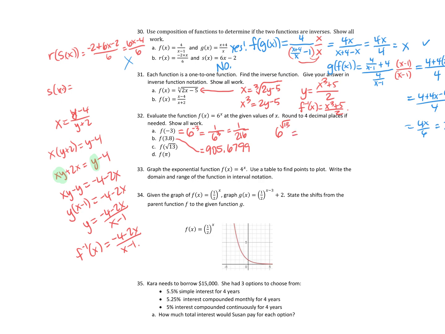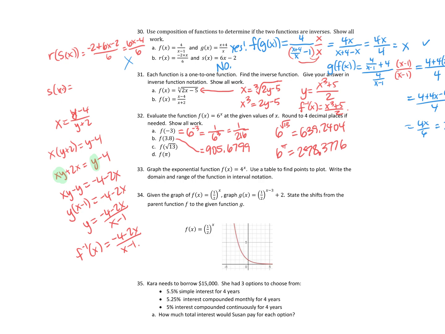I could plug that into my calculator, and I get 639.2404. And 6 raised to the pi power gives me 278.3775, 278.37757, so it's 3776. Okay.